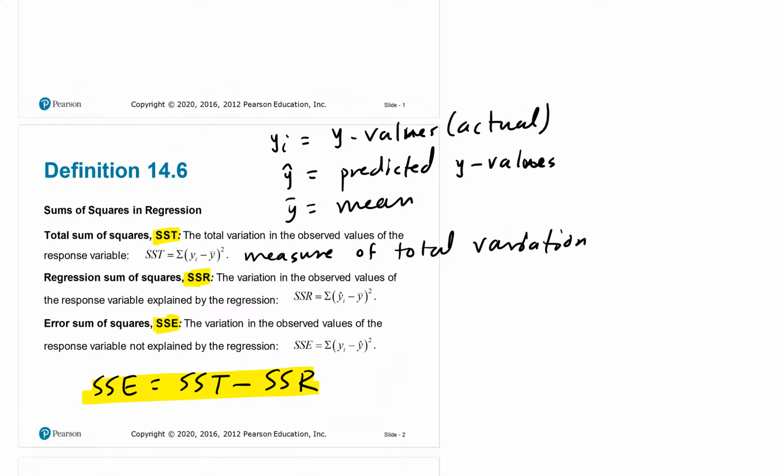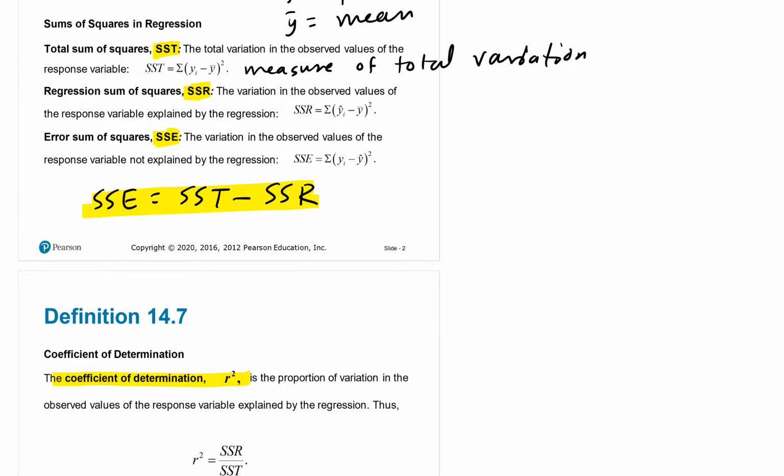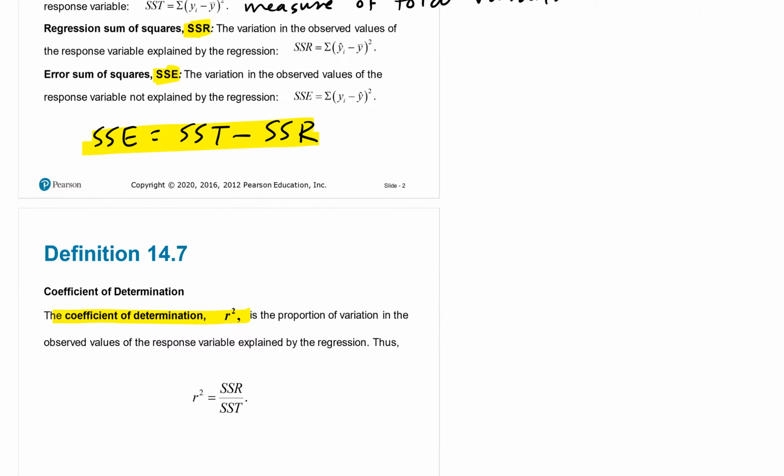We want to see what the coefficient of determination is. The coefficient of determination, which we write as capital R or small r square, is defined as the proportion of the variation in the observed values of the response variable explained by the regression. It's defined by the formula SSR over SST, and R square always ranges between 0 and 1. We're going to see what happens as the R square value gets closer to 0 or closer to 1.